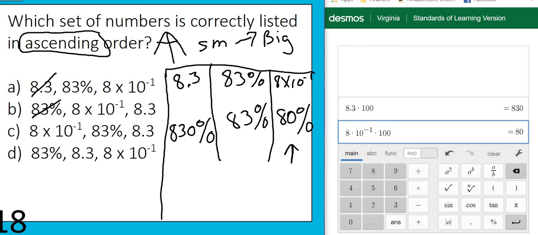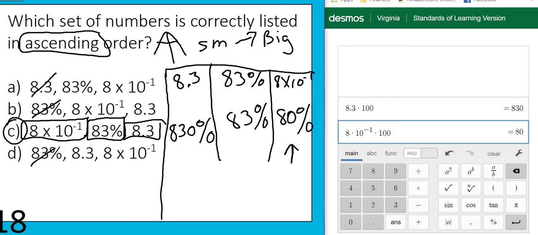That's not it. That's not it. That's not it. That is it. Let's check the others to make sure we didn't make a mistake. 83% goes next. It sure does. And lastly was the 830%, which is right there. So we know C is our answer.